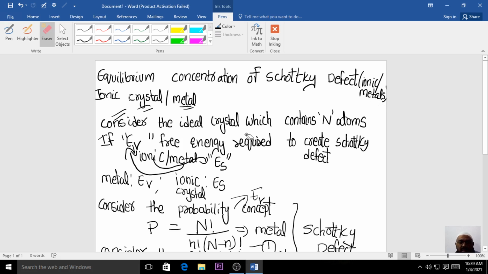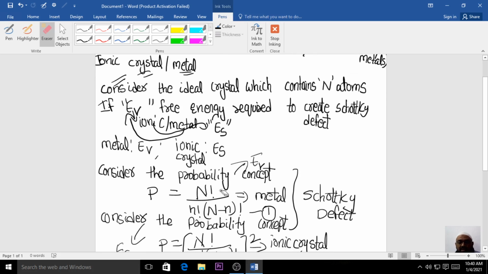Consider the ideal crystal which contains capital N number of atoms, and EV is the free energy required to create a Schottky imperfection or defect. If it is ionic, then we will take it as ES, capital E suffix S. This is the amount of energy required to create a Schottky imperfection. And EV is the amount of energy required to create a Schottky imperfection in metals. That is the reason we have written metal as E suffix V and the ionic crystal as E suffix S.